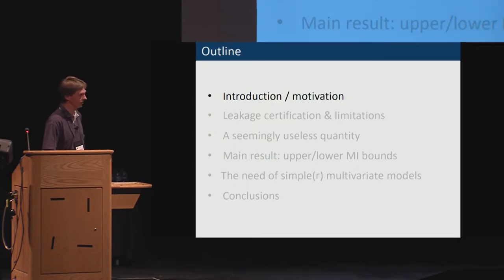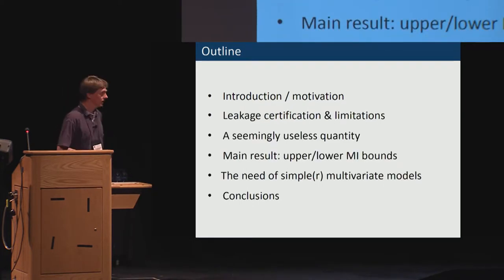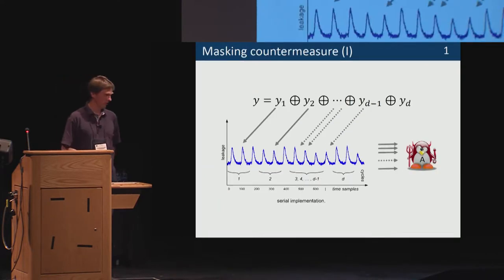So this is the outline of my talk. I will start with a few words of introduction and motivation. I will then explain what leakage certification was so far and what were the limitations of previous approaches. We'll need to introduce a seemingly useless quantity. And then I will show how this quantity can be used for our main result, which is upper and lower bounds for the mutual information. And I will finally explain how we can use these results in order to analyze concrete leakages with large number of dimensions and conclude. So let's start with introduction and motivation.